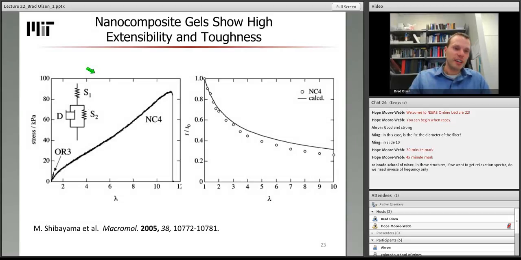So in the chemically cross-linked gel, you see the material is stretched, and it actually fails at a stretch ratio below 2, something just above 1, and at a stress of only about 10 kilopascals.